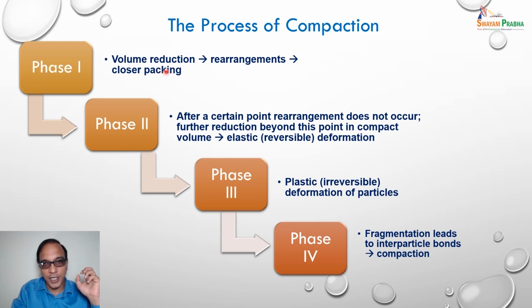Phase 1, volume reduction leading to rearrangement. Phase 2, after a certain point, the rearrangement does not occur, and then elastic, or reversible, deformation occurs. In phase 3, plastic, or irreversible, deformation occurs, and in phase 4, fragmentation leads to interparticle bonds, and that leads to compaction. This is very much important. From the exam point of view, you must learn these four phases, and this is the simplest representation I could make for you. Please do learn.